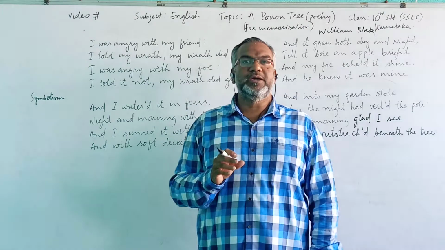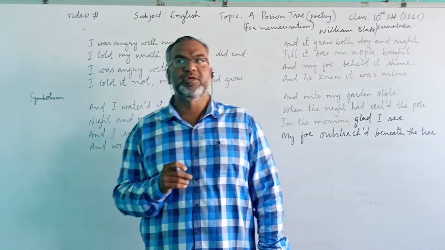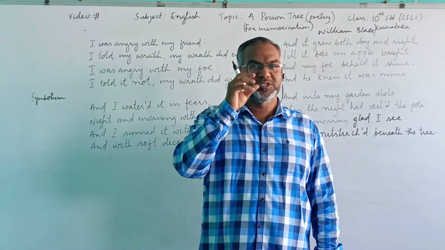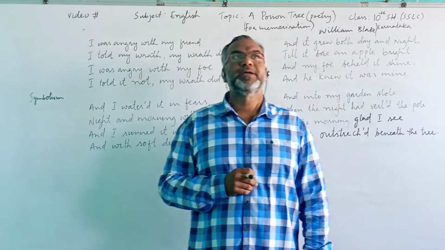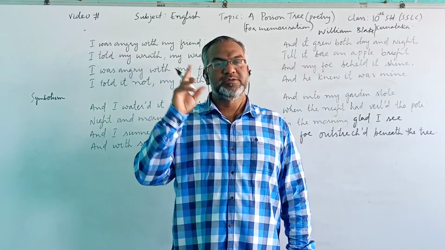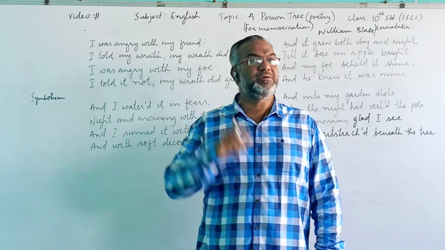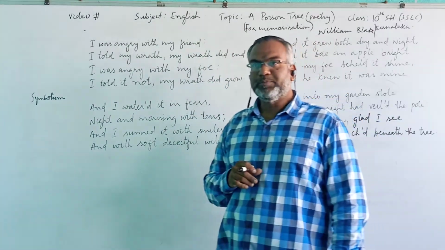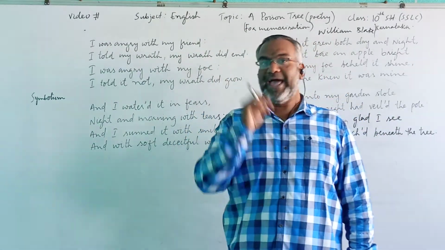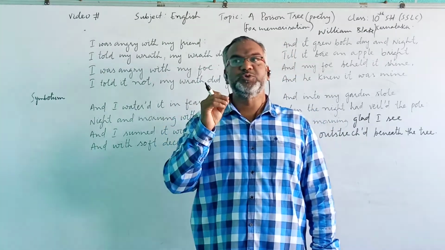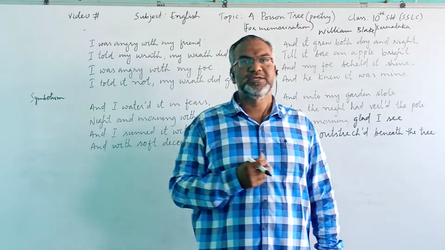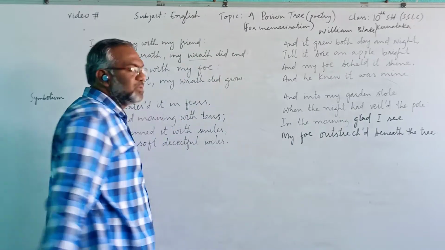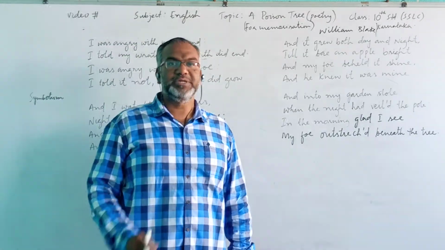For example, William Blake himself in his poem Sunflower, the sunflower is used symbolically, metaphorically for a human being. Sunflower refers to a human being in that poem. And in this poem, A Poison Tree, the apple tree is used as a symbol to represent anger, wrath. The word wrath is used in the poem, and wrath means anger.